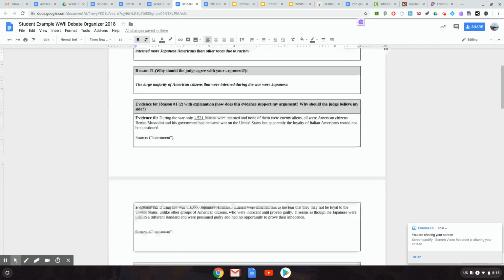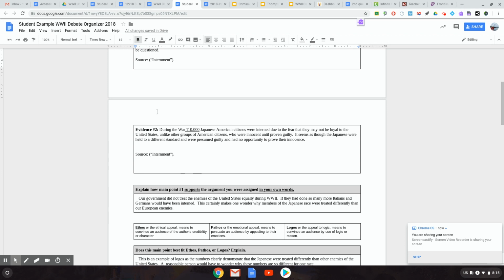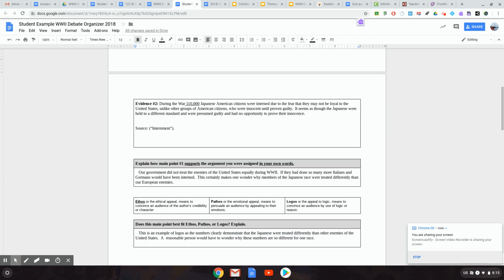Then as we scroll down a little bit, you'll notice that they have evidence. You need 2 pieces of evidence, remember, with an explanation about why the judge should believe your side, your main reasons in your argument. So they have evidence here where they're talking about how many Italians were interned, and that none were enemy aliens, all were American citizens. And then they give you their source here. And then the second piece of evidence where you see the same thing with numbers about the Japanese American citizens and their source there.